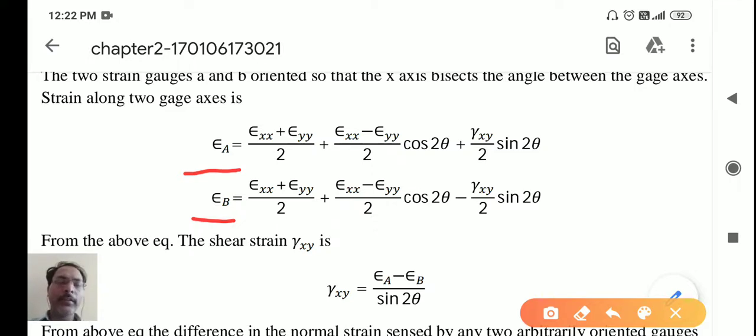These are the actual strains developed in the testing surface: epsilon xx and epsilon yy, along the x and y directions, and gamma xy is the shear strain developed. So the equation we are going to consider is epsilon A equals (epsilon xx plus epsilon yy) by 2, plus (epsilon xx minus epsilon yy) by 2 cos 2 theta, plus gamma xy by 2 sin 2 theta. This is one equation, and similarly for epsilon B, by just changing the minus sign, we get the other equation. So we have considered the two equations.